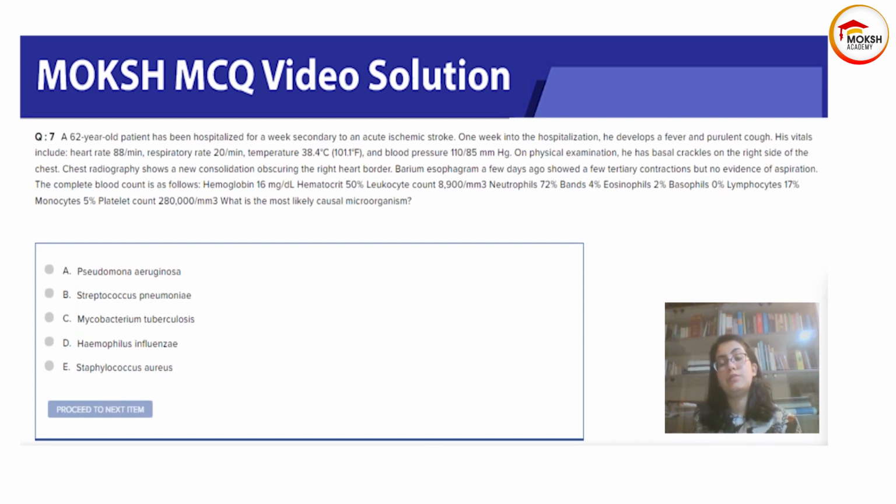Barium esophagogram showed few tertiary contractions but no evidence of aspiration. A complete blood count shows that hemoglobin and hematocrit are normal. WBC are raised with increased neutrophils and band cells. Platelet count is slightly increased. Which of the following is the causal microorganism? Pseudomonas aeruginosa, Streptococcus pneumoniae, Mycobacterium tuberculosis, Haemophilus influenzae, or Staph aureus.